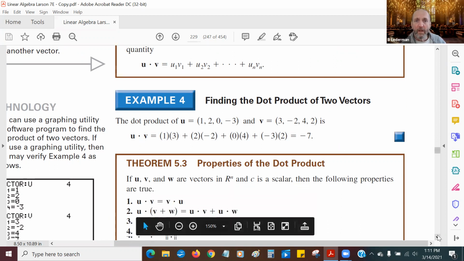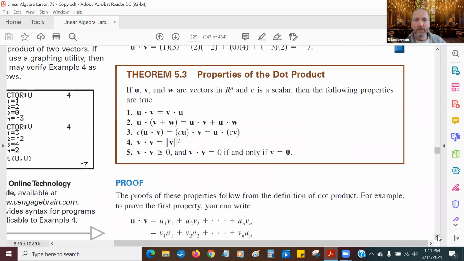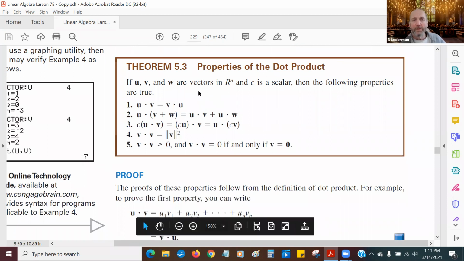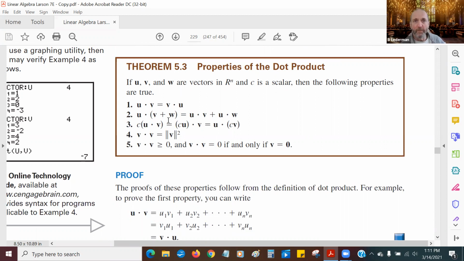Anyways, so here are some properties of dot products. One: U dot V equals V dot U. That's pretty straightforward. Two: U dot (V plus W) is equal to U dot V plus U dot W. Three: C times (U dot V) is equal to (CU) dot V, and it's also equal to U dot (CV). So I can pull constants in and out. Two is sort of a distributive property that works. What is 4? V dot V equals the magnitude of V squared, and V dot V is greater than or equal to 0. Always, it's never negative. And the only time it ever equals 0 is if V is a 0 vector.